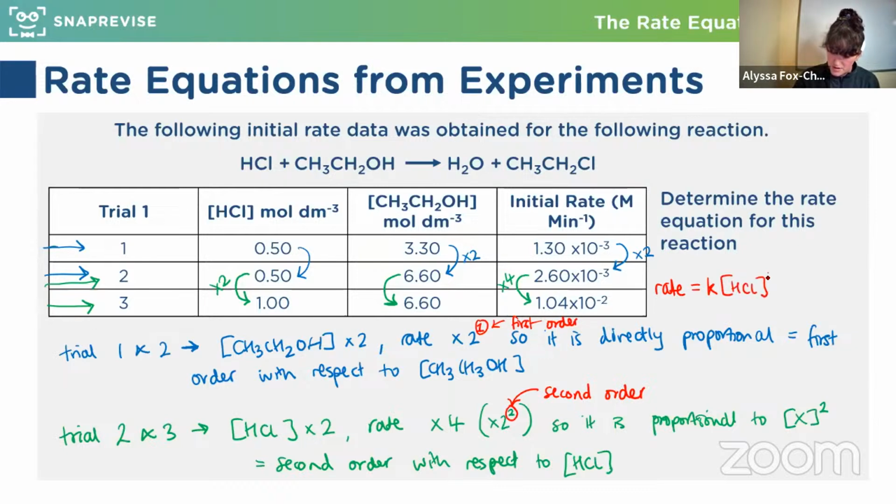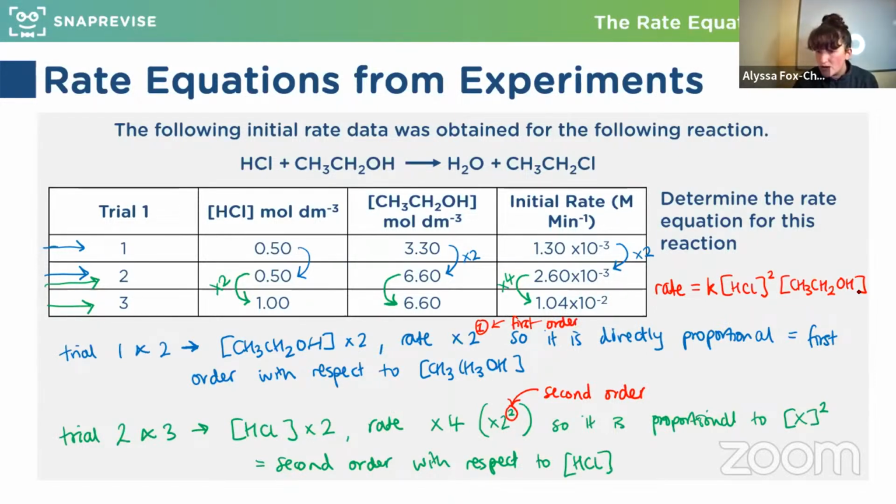I'm going to do HCl first, just because it's written on the left in the question. It doesn't matter, because it's a times relationship. You can put them in any order, can't you? And then it is ethanol. So that was HCl to the power 2, because it's second order, and then ethanol to the power 1, because it's first order. But I'm not going to write the 1 in because I'm lazy.